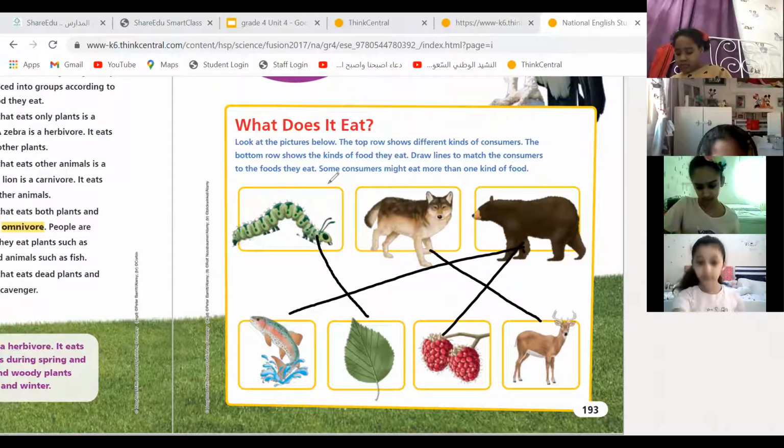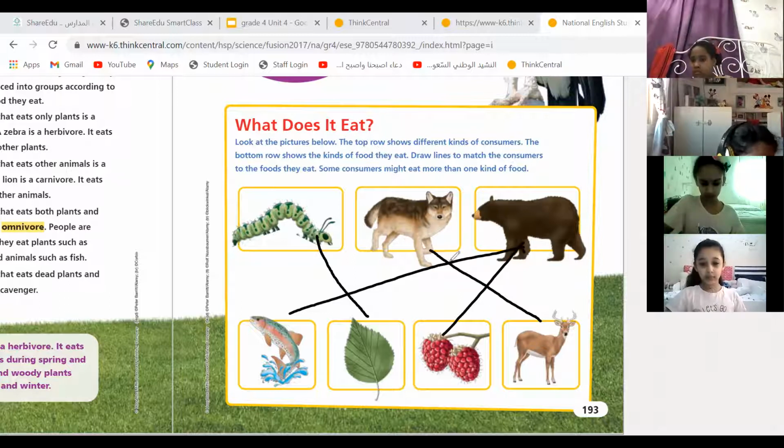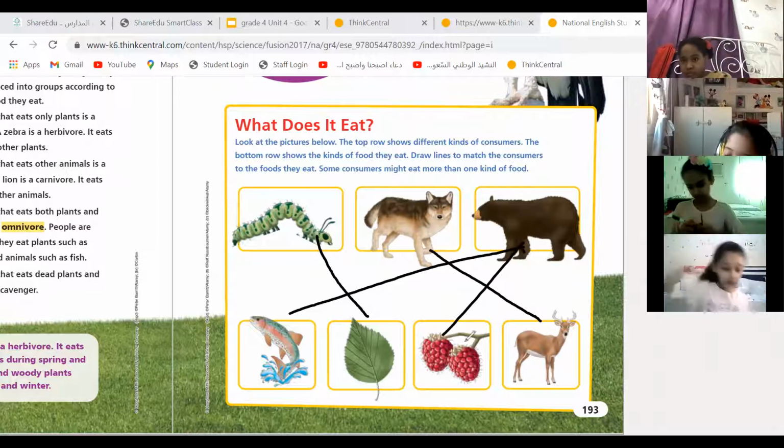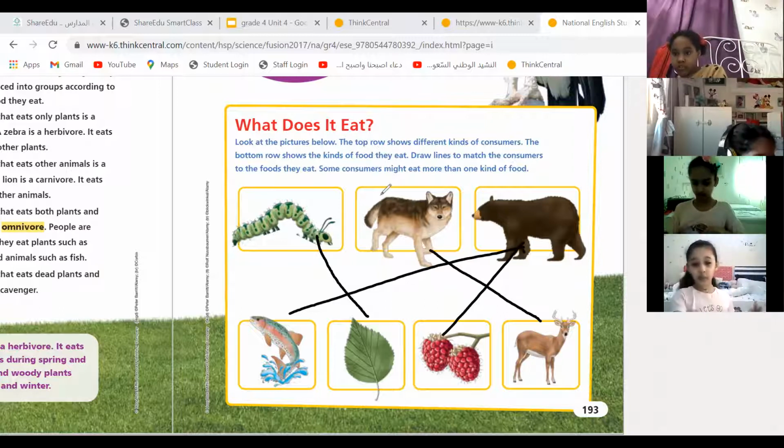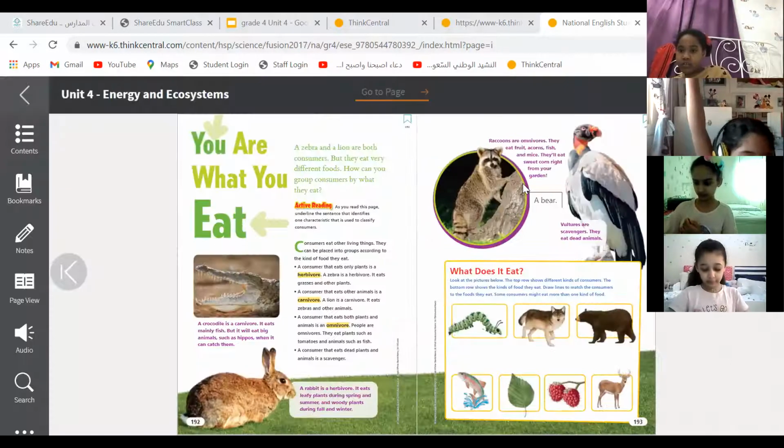Okay, now Talia, can you tell me, what is a caterpillar? Is it herbivore, omnivore, or carnivore? These are consumers, okay? Is it a herbivore? Herbivore, excellent. What about the fox? What does it eat? Carnivore. What about the bear? It is an omnivore because it eats both. Very good. So let's go to the next page.